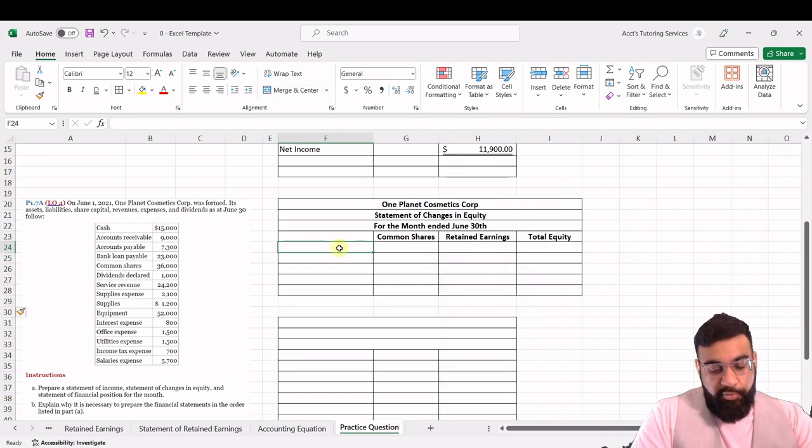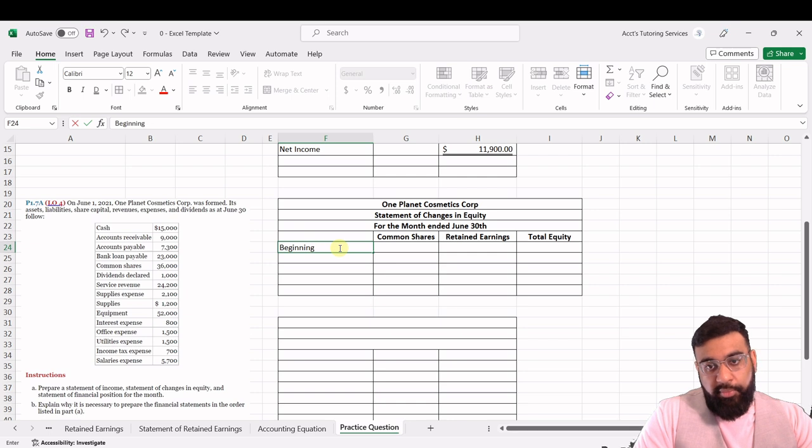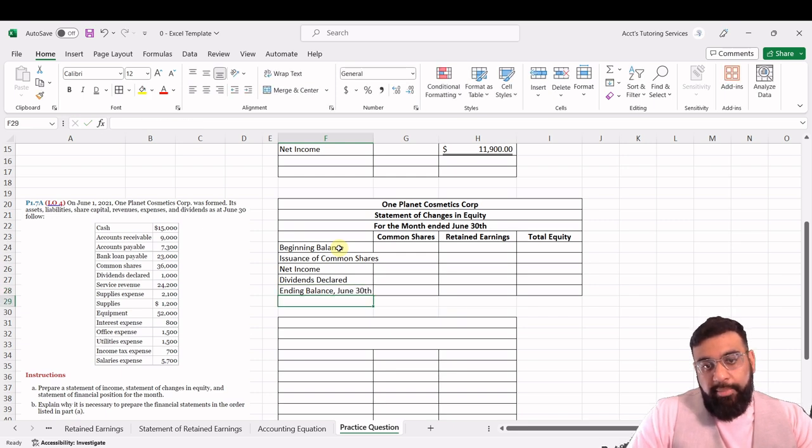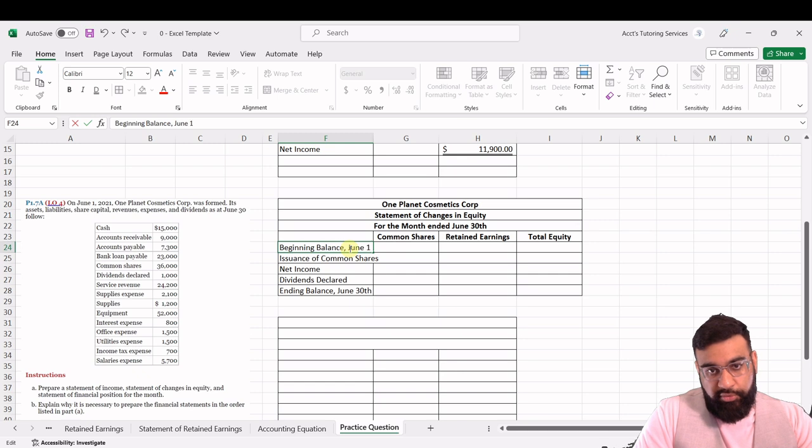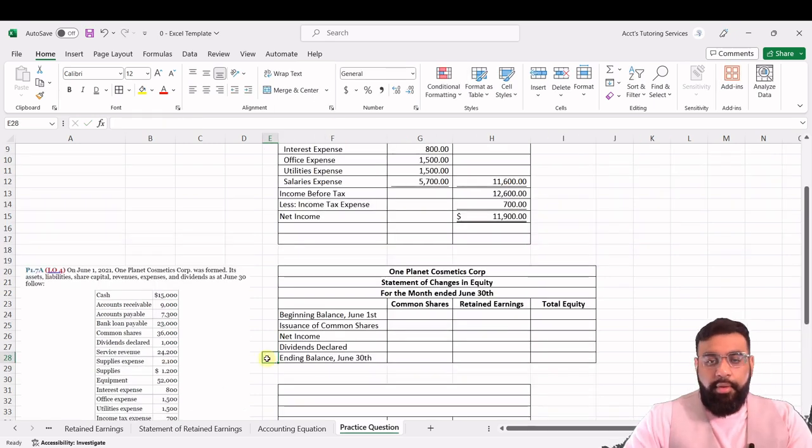All right, so we're going to start off with the beginning balances first. So beginning balance, we could say June 1st. Then we're going to have any issuance of common shares. We're going to have any net income. Then we're going to have any dividends declared, which is going to give us an ending balance, which is June 30th. So the beginning balance is June 1st. Perfect. Since this is our first year of operations, our beginning balances are all going to be zero.